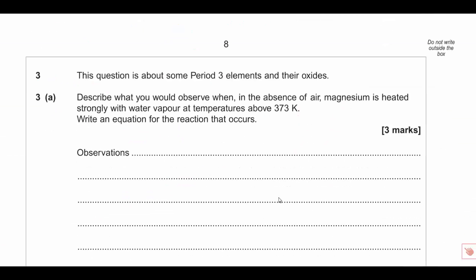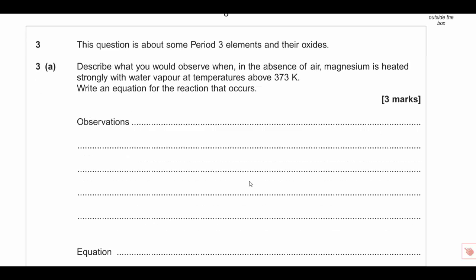Going down then to question 3. This question is about some period 3 elements and their oxides. Question: describe what you observe when, in the absence of air, magnesium is heated strongly with water vapour at temperatures above 373 Kelvin. Write an equation for the reaction that occurs.